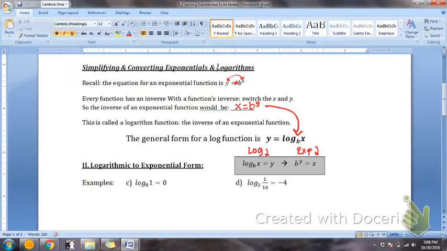Thank you. All right, so the best way to do this, because all we're going to do is change it into exponential form, is to label. My formula says log base b of x equals y, and I want to change it into b to the y equals x.